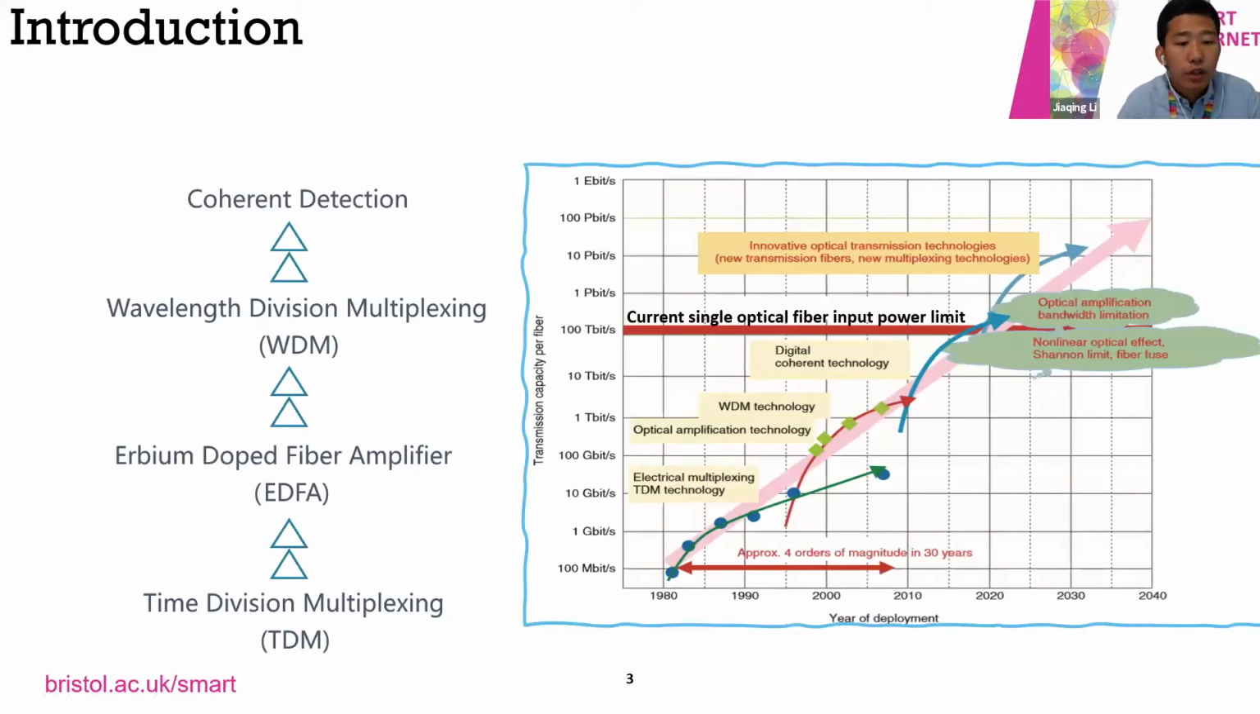Starting from the introduction. As we know, with the development of technology from TDM to WDM and the coherent detection, the transmission capacity per fiber is increasing to about 100 Tbits per second. That is the current single optical fiber limit due to the optical bandwidth limitation and the nonlinear effects. On one hand, it's very hard for us to break this number, 100 Tbits per second.